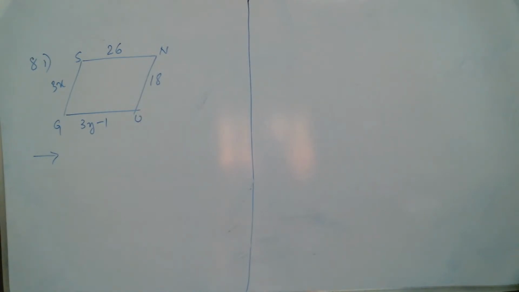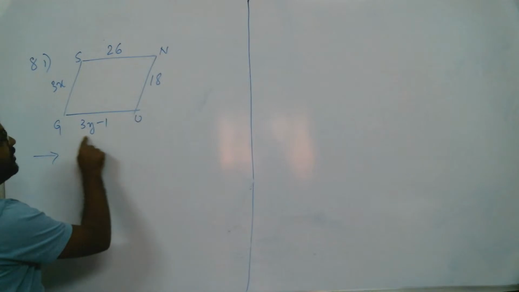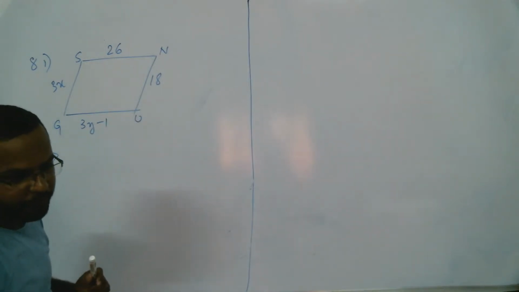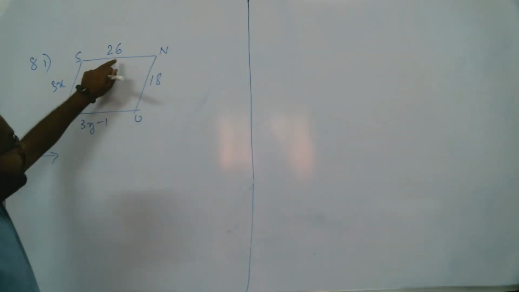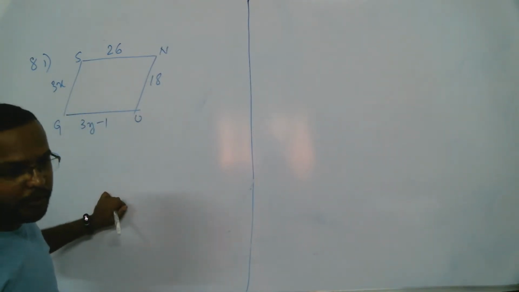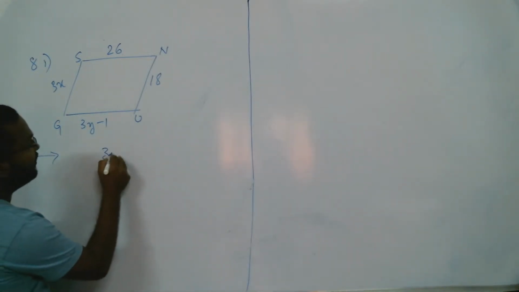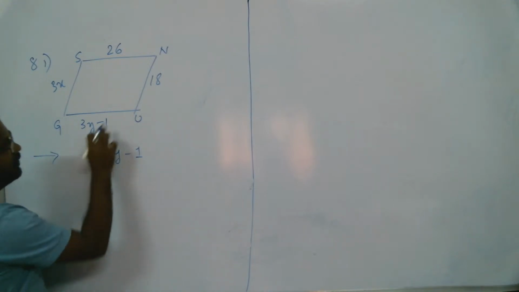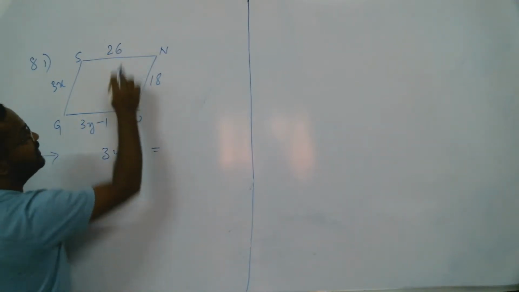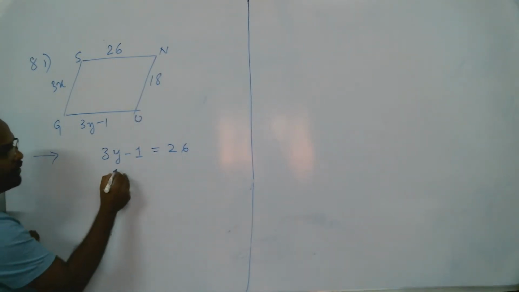Okay, I hope all of you might have filled the attendance. So let's discuss this question. See here, this is 26 and this is 3y minus 1. We know that opposite sides of a parallelogram are equal. In a parallelogram, opposite sides are equal. That means 3y minus 1, this side, should be equal to this side, that is 26. So from here you can find the value of y.